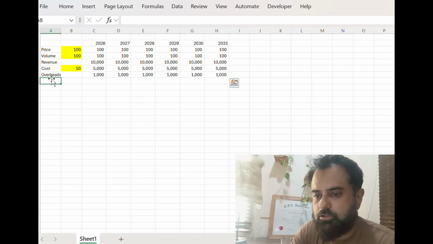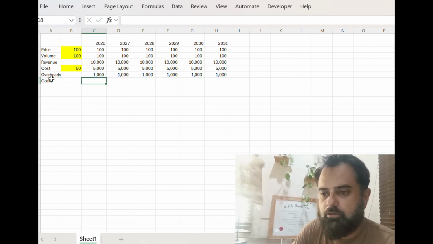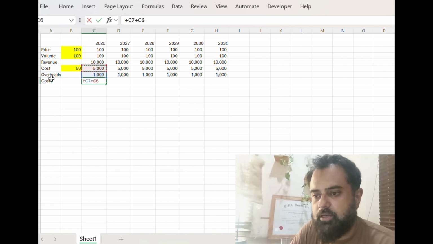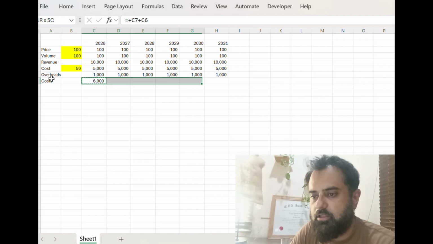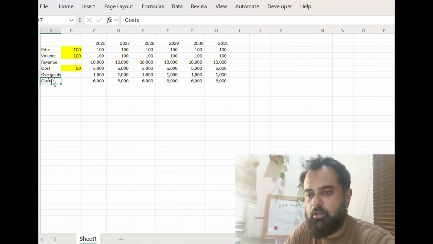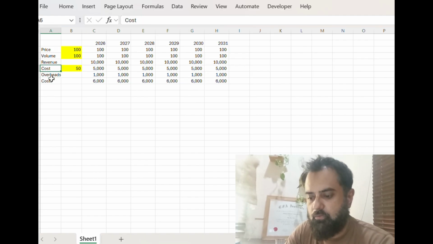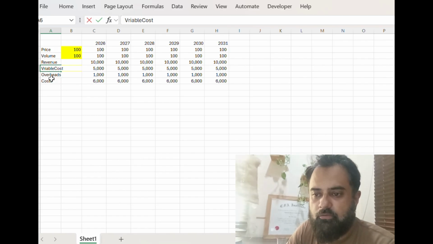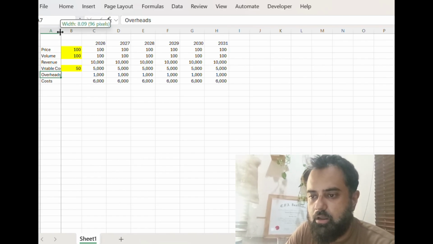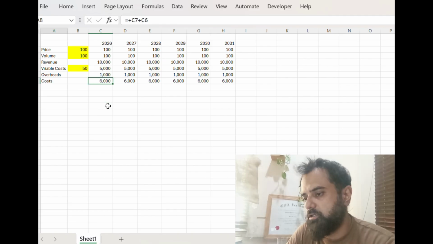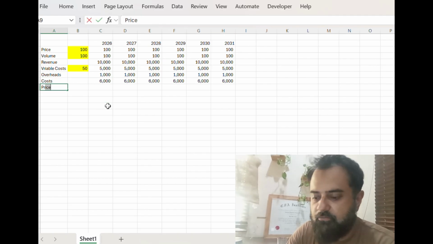So these are all the costs, right? These are the costs, the overheads and the variable costs. These are the total cost. Let's make this variable cost for good order. Okay, so the total costs are 6,000 every year, and then we get to the profit before tax.